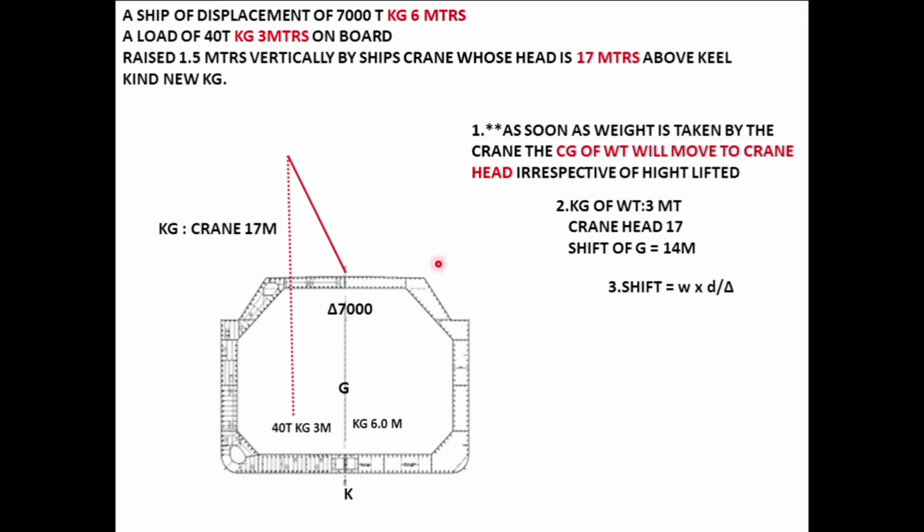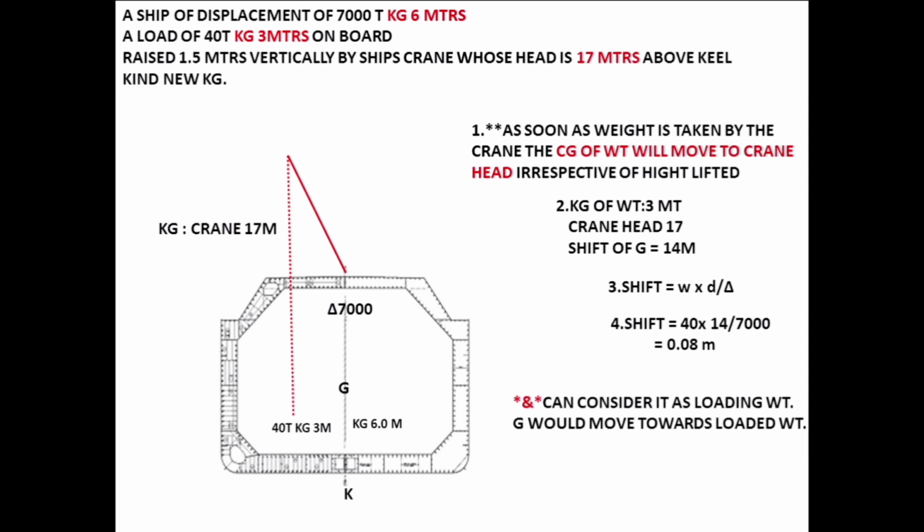And then we talk about the shift of G, which is weight into distance divided by the displacement or weight of the ship. Now this weight was already there on the ship, so there is no change to the displacement of the ship. So the shift of G we calculate by weight into the distance divided by the displacement, which is 0.8, and that gives the final G. Now in this case, the weight has come above the center of gravity. As soon as you lift it up, the weight has gone here. So it is something like adding weight. So the center of gravity would move up in the same direction where the weight is added. So the final KG would be your initial KG plus this.